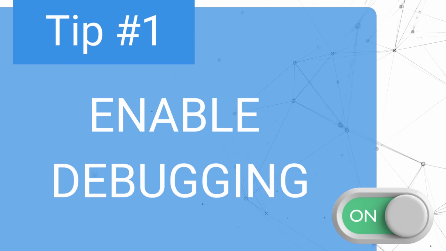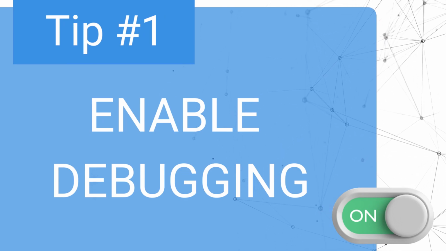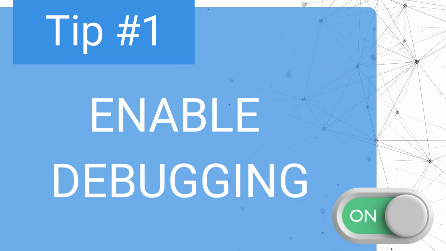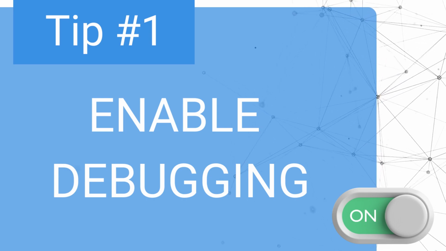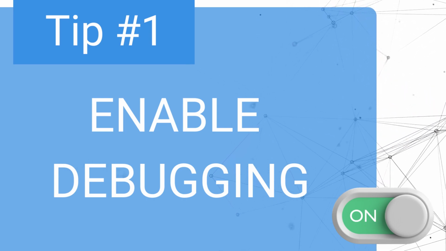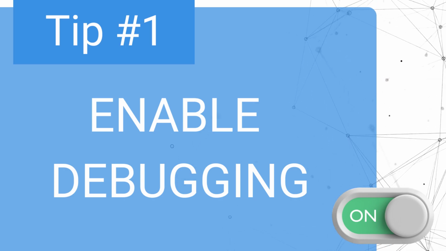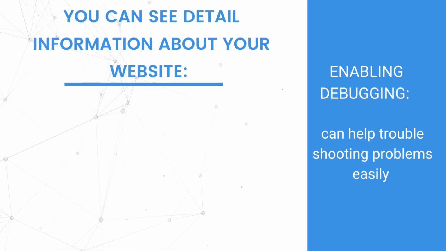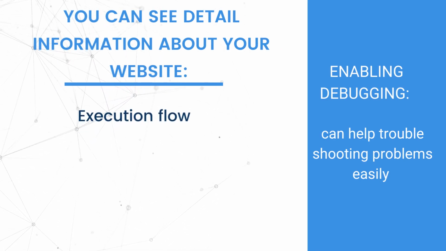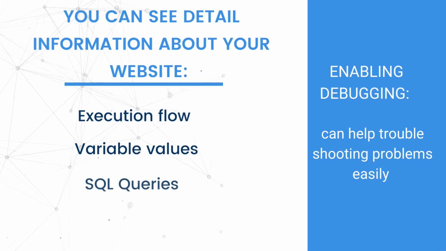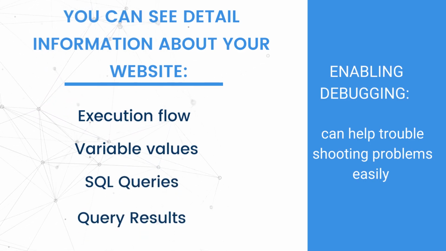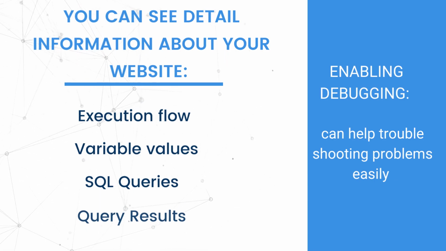Tip number 1, enable debugging. By using this feature, it can be helpful for troubleshooting, identifying, and fixing issues easily. Think of it like having a helpful assistant that guides you through the inner workings of your computer programs or your website. By enabling debugging, you can see detailed information about your website's execution flow, variable values, SQL queries, and query results. This can help you identify any errors or performance bottlenecks in your code.